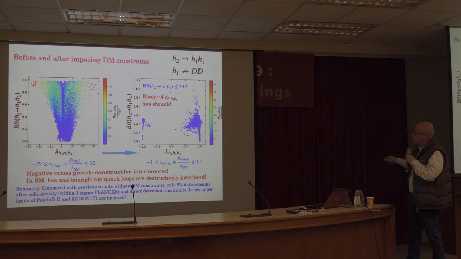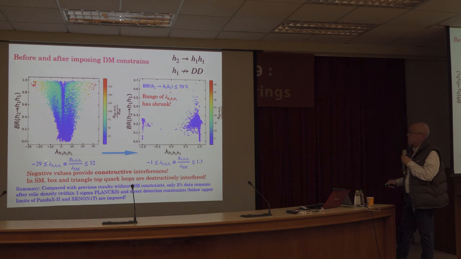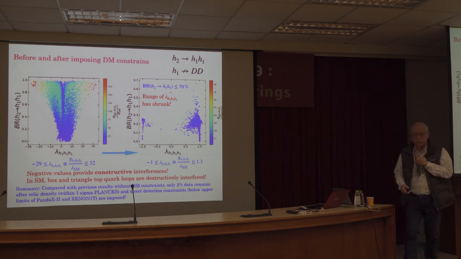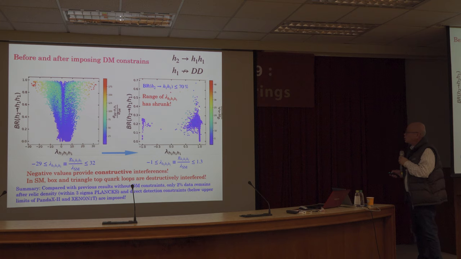And then the important thing is that all these parameters actually shrink to only 2% left over after you impose the dark matter constraint. So it is important to impose this constraint. But another thing is that the lambda can be negative now. This new coupling can be negative. So the negative then means that the box and the triangle diagram actually can be constructively interfered. This is what makes this happen in the new model.